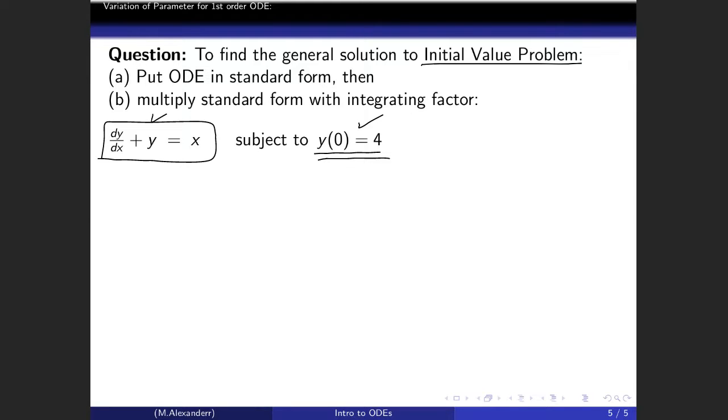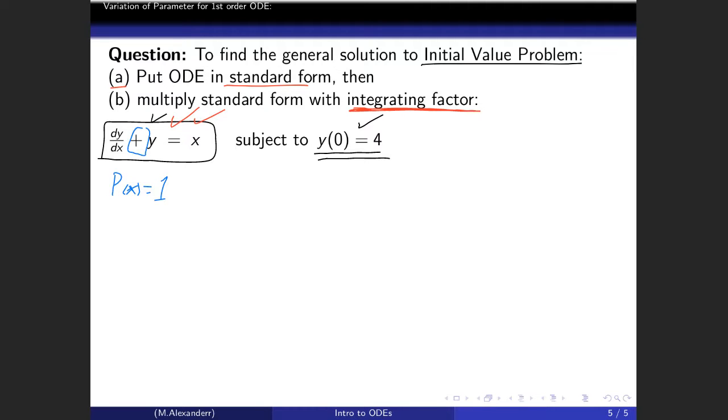All right, so let's start with the process. What is the first step? Step A says to put the equation into standard form. It already is in standard form, so we don't even have to do anything here. We don't have to divide by anything. Now that you have the standard form, we want to calculate the integrating factor. To do that, we need to identify the p function. So the p function here is going to be the thing in front of the y, which is just the number 1.